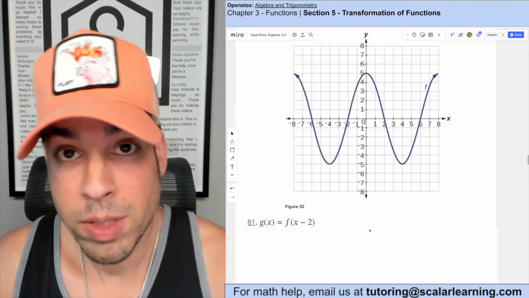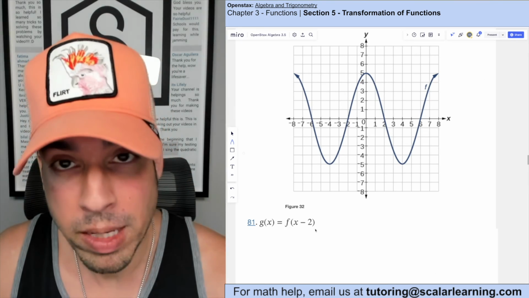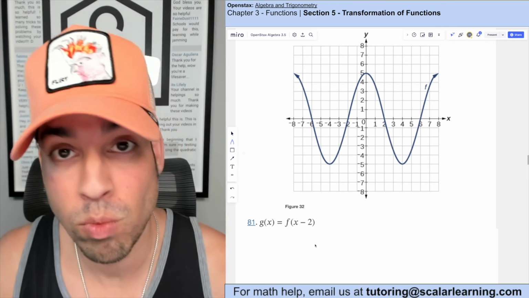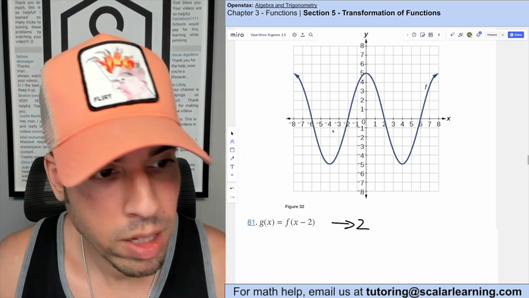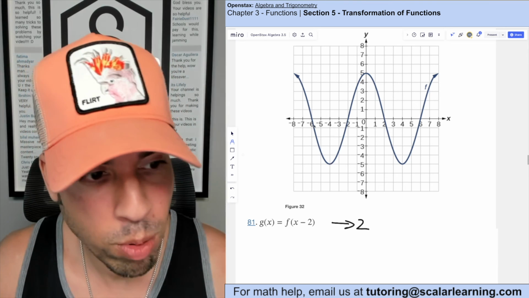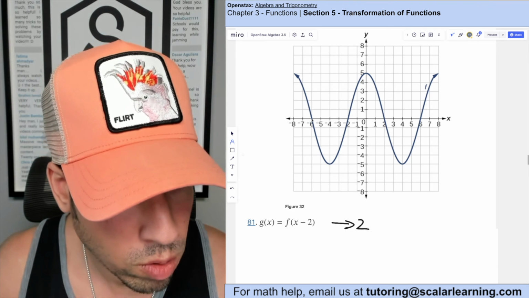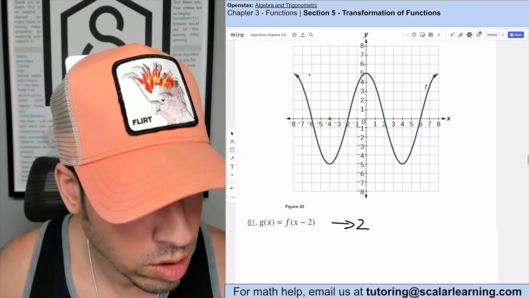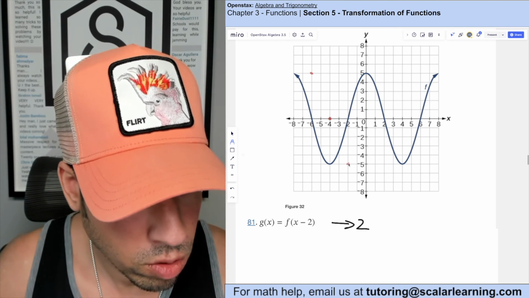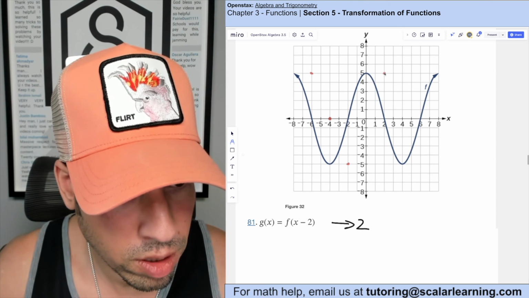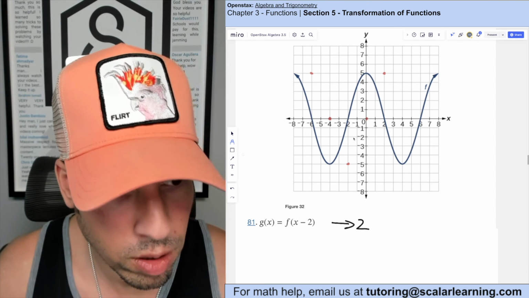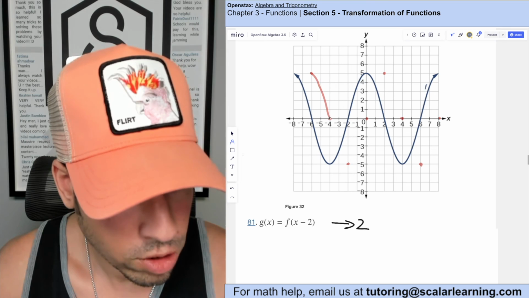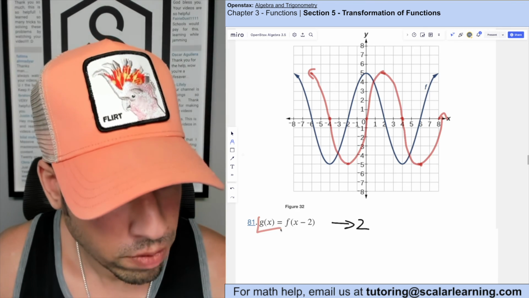Boom, done. So for this one, we are subtracting 2 from the input. That is a shift to the right by 2. So what I'm going to do with every one of these points, or a certain number of the points, is move them 2 to the right. So this one here is going to go here. This point here is going to go here. This point here is going to go here. This point here is going to go here. And this point here is going to go here. So now we're going to connect the dots like so. And this is your sketch of g of x.